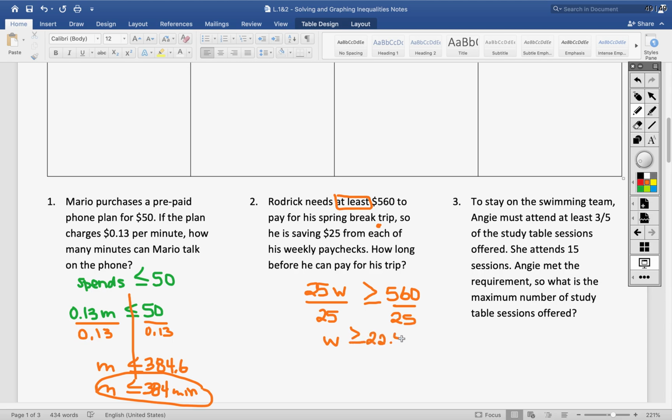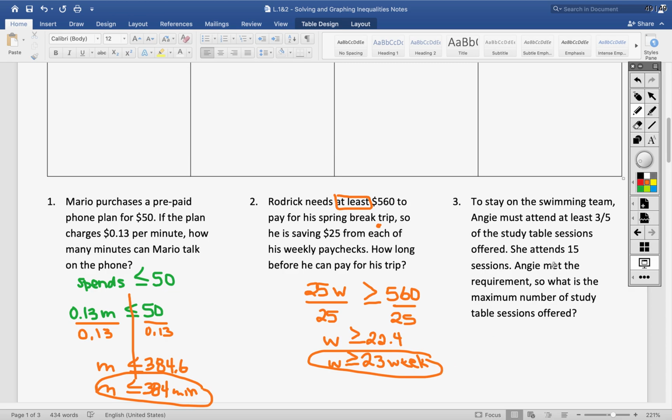Well, he doesn't get his paycheck in the middle of a week. He gets it on the same day each week. So it cannot be 22.4. We have to interpret this in terms of this problem. So it's not going to be the weeks, how long before he can pay for his trip. It's not going to be 22 weeks. It's going to be the 23rd week before he can pay for his trip. And he could pay for it anytime after that, but it would be greater than or equal to 23 weeks.